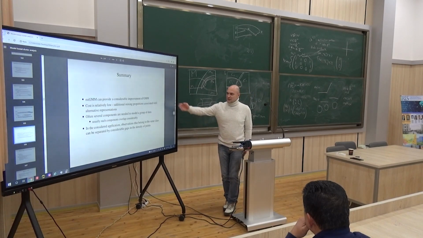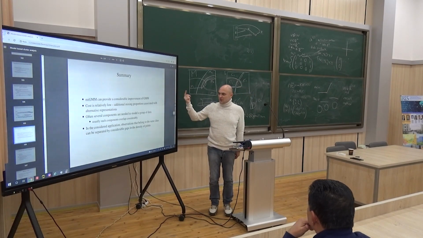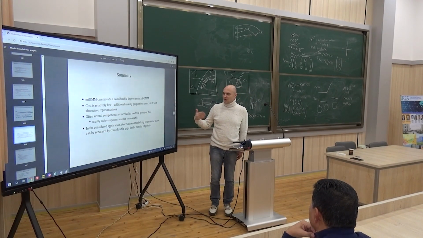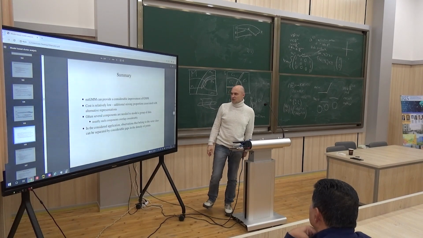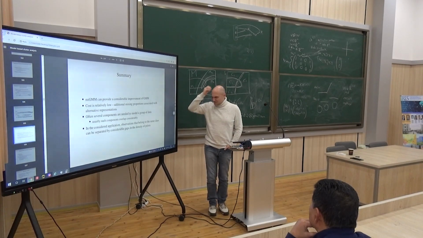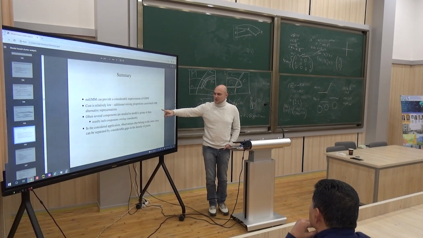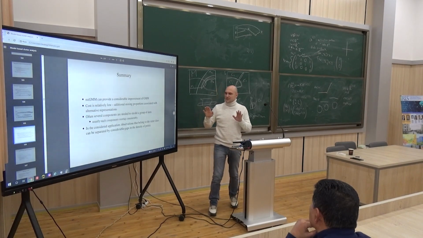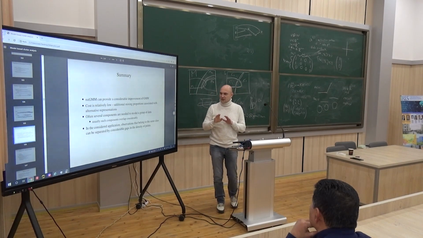So as I said, cost is relatively low, just one additional mixing proportion per one alternative representation. And one more interesting thing is, we already talked with you about the possibility that several components are needed to model a group of data, right?